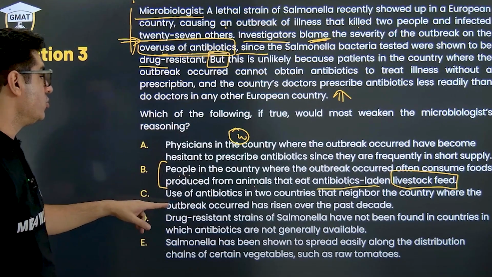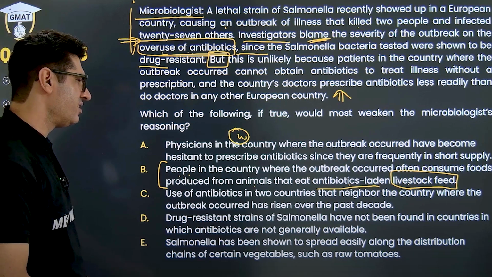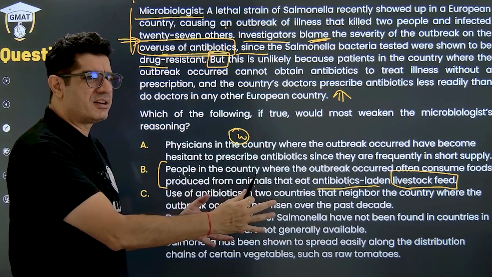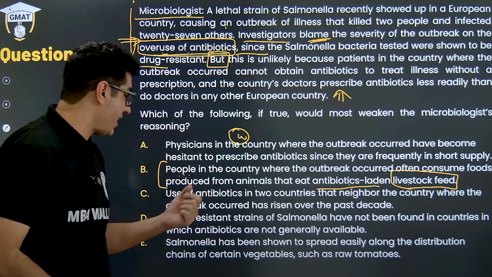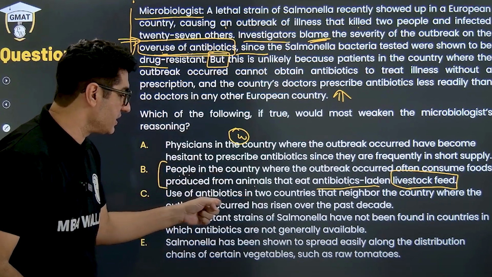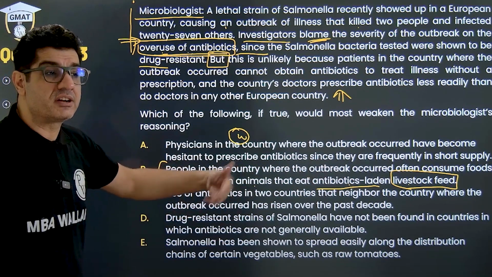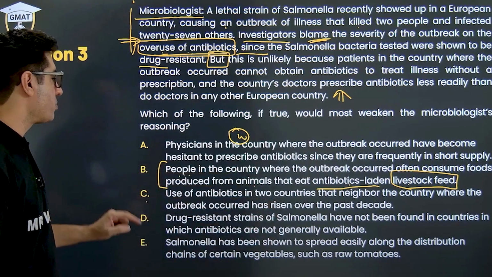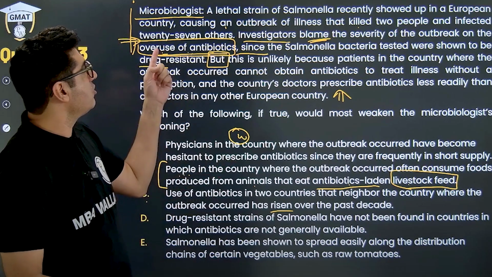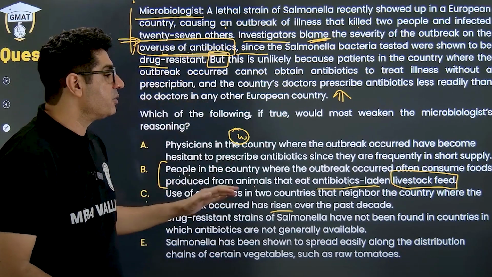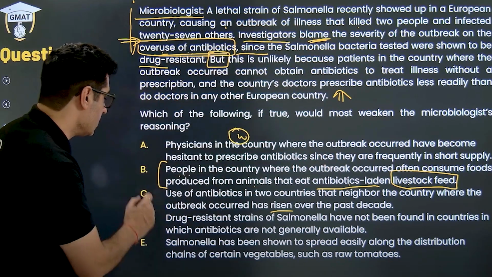Okay, then C, use of antibiotics in two countries that neighbor the country where the outbreak occurred has risen over the past decade. But that's about the other countries. How is it relevant for this particular country? You need to add one more thing to C, that the strain of Salmonella could have come from those countries where there is an overuse. So there are two problems with C. Number one, it says that it has risen. It does not mean that they are being overused automatically. Number two, we do not know whether this strain of Salmonella is coming from there or not. So this is ruled out.